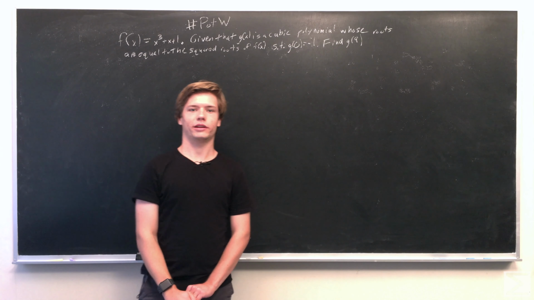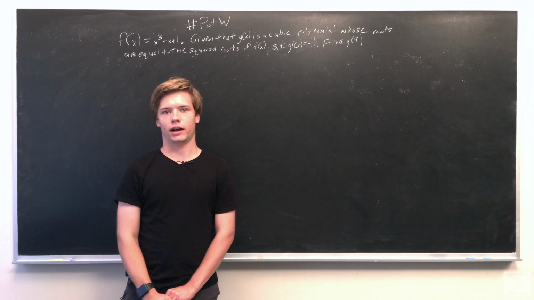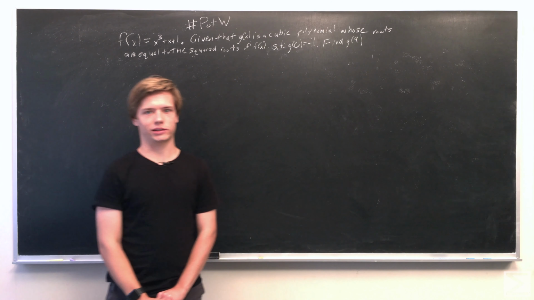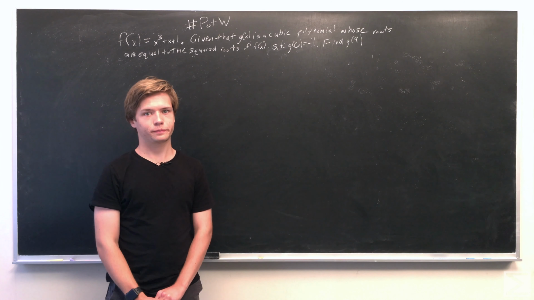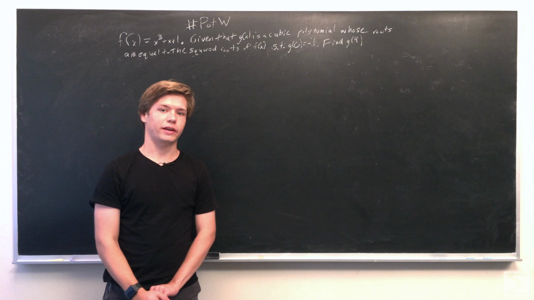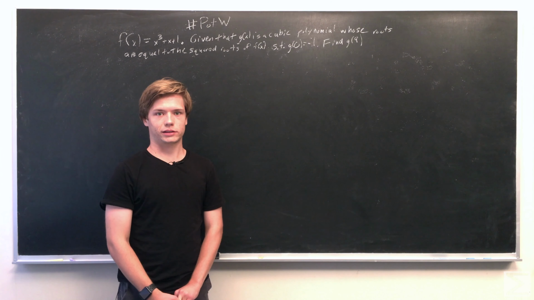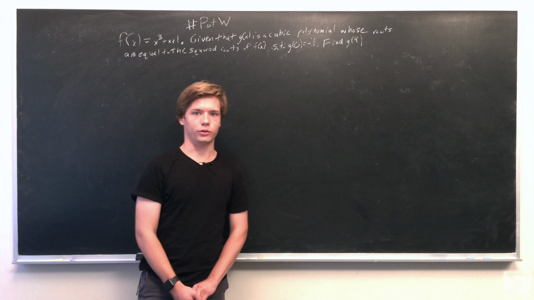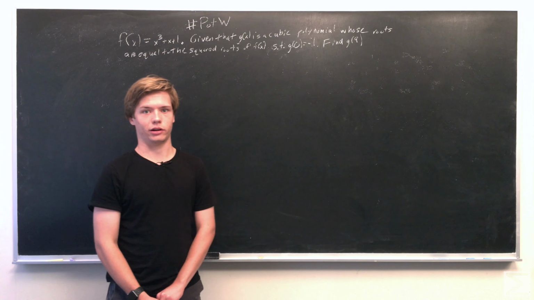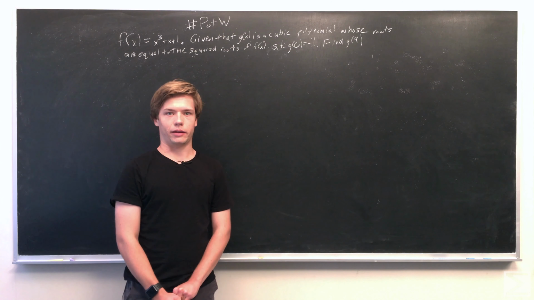For this problem, we're given a cubic polynomial f of x, whose value is equal to x cubed plus x plus 1, and also given a polynomial g of x, whose roots are the squared roots of f of x, and whose value at 0 is equal to -1. So given this information, we have to find g of 9.